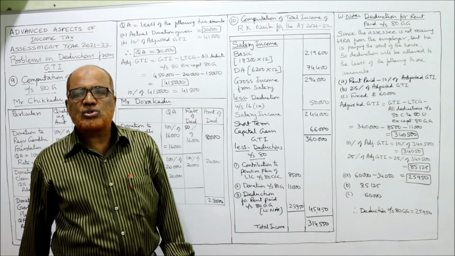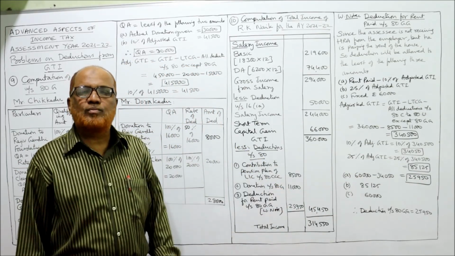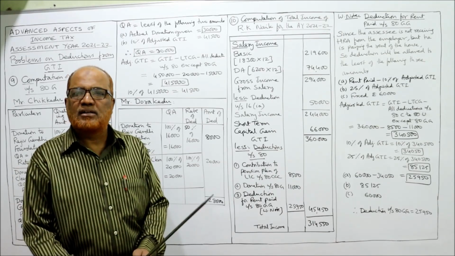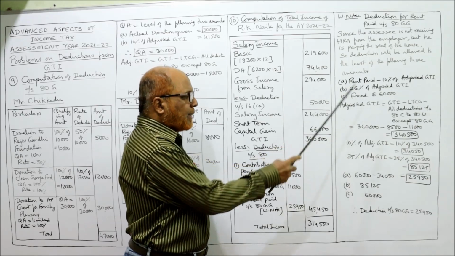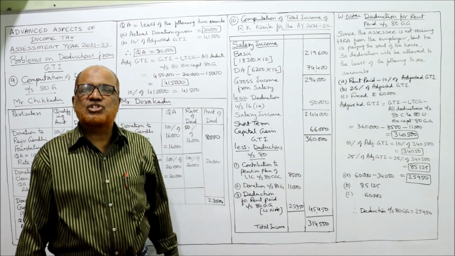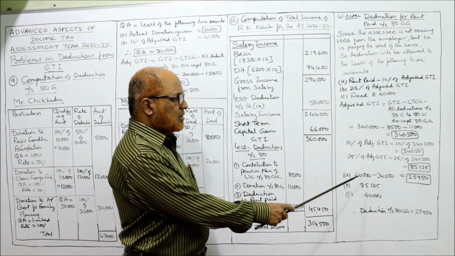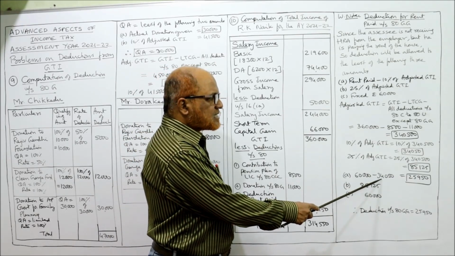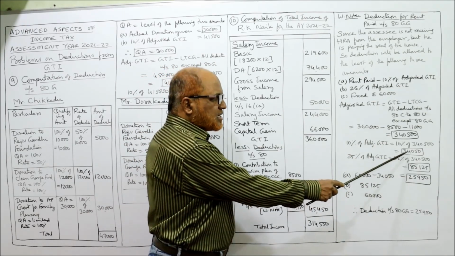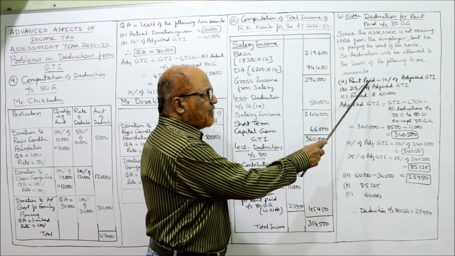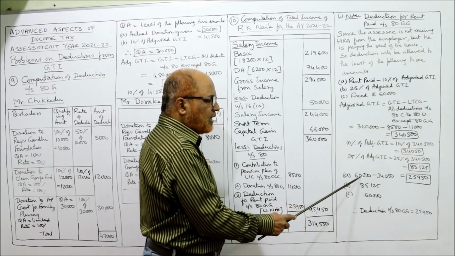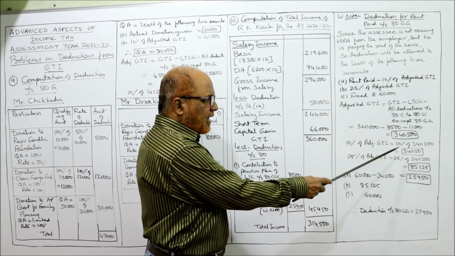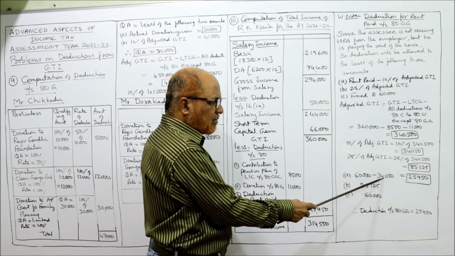We got all the values. Now we find out the three values. The least of these three will be allowed as deduction. First one is rent paid. How much is the rent paid given in the problem? 60,000. Rent paid 60,000 minus 10% of adjusted GTI, which is 34,050. The first one, rent paid minus 10% of adjusted GTI: rent paid 60,000 is given in the problem and 10% of adjusted GTI we have calculated.